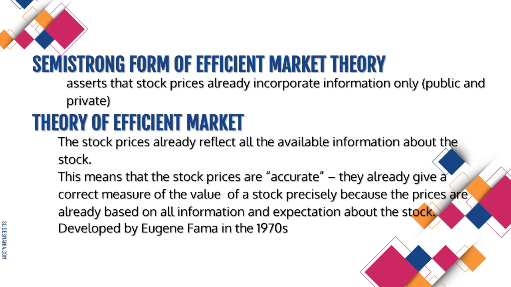The theory of efficient market: the stock prices already reflect all the available information about the stock. This means that the stock prices are accurate. They already give a correct measure of the value of a stock precisely because the prices are already based on all information and expectation about the stock. It was developed by Eugene Fama in the 1970s. The slogan, "Trust market prices," can sum up the theory.